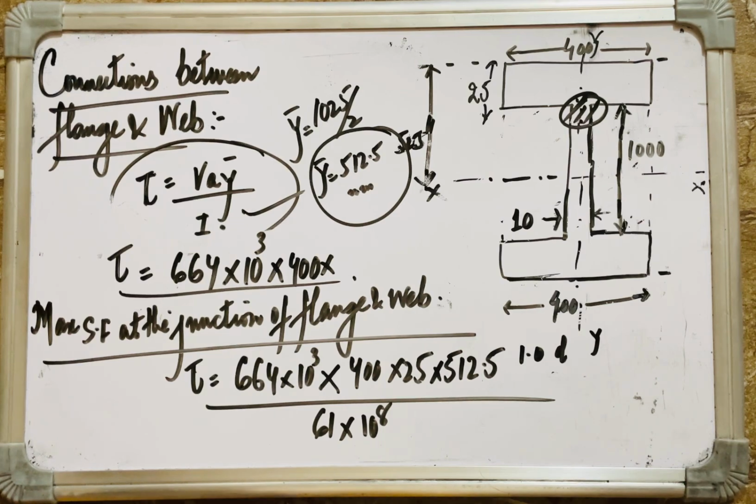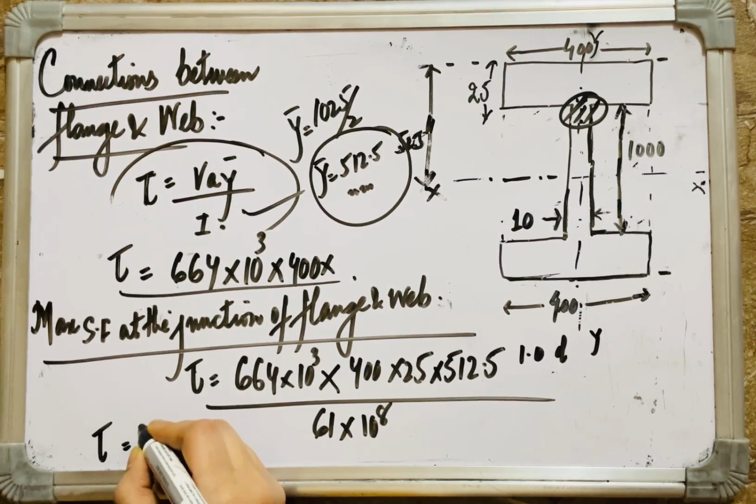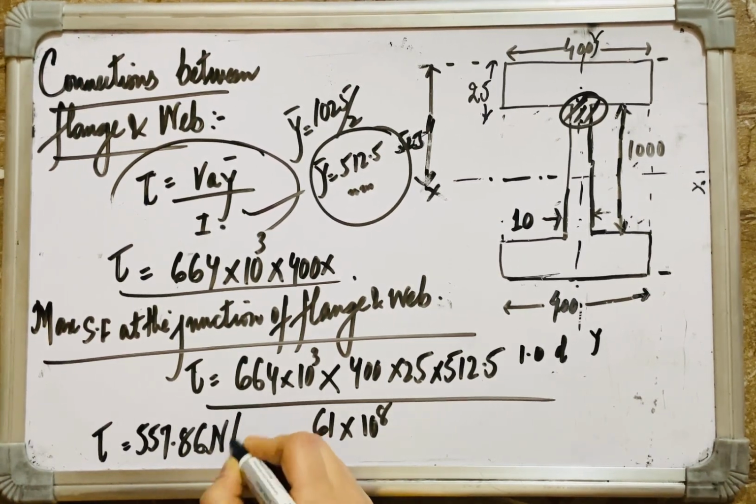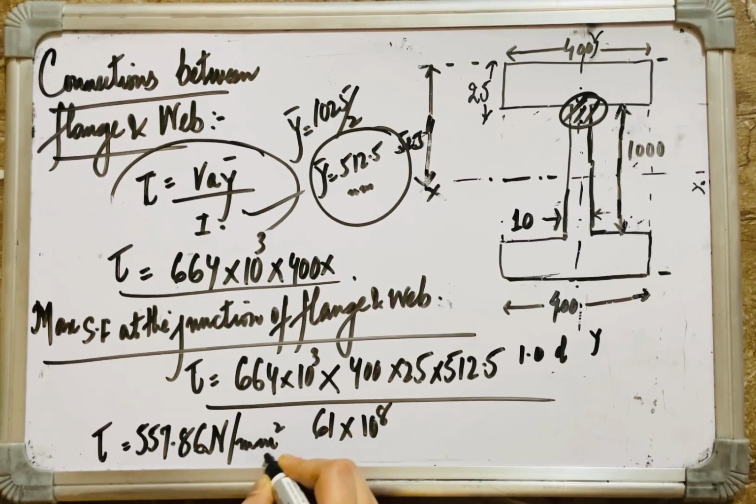Now by calculations, my maximum shear force at the junction of the flange and the web is equal to 557.86 Newton per mm square. This is the maximum shear force at the junction of the flange and web. Now I'll show you how we take this value and, from the tables as given by the IRC, how we select various welds and their size.